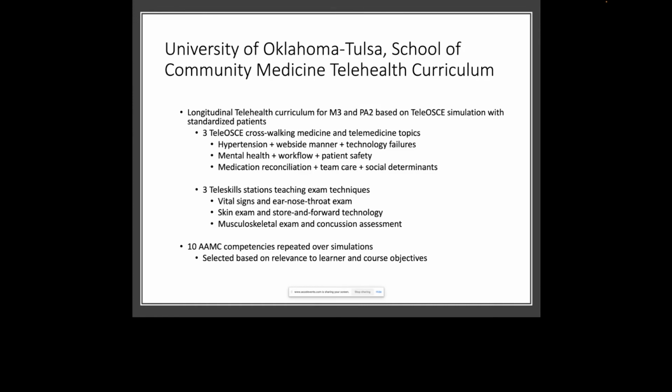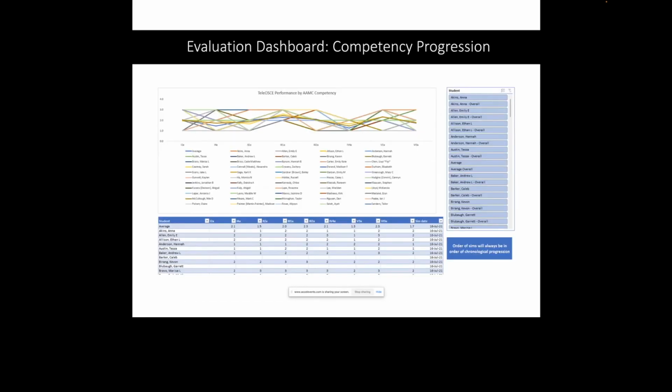And the cool thing about that is, if you remember those competencies, this looks like a bunch of gobbledygook, but essentially this is all those different PA and MP competencies. So this course is for M3 learners at Tulsa and PA2. They're in a combined class. They come in once a month during those clinical years.